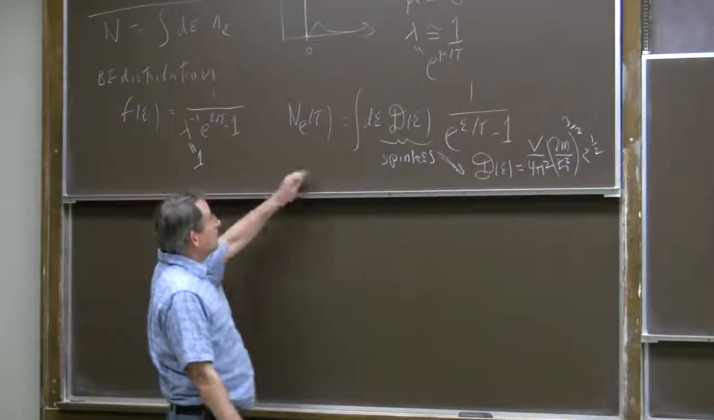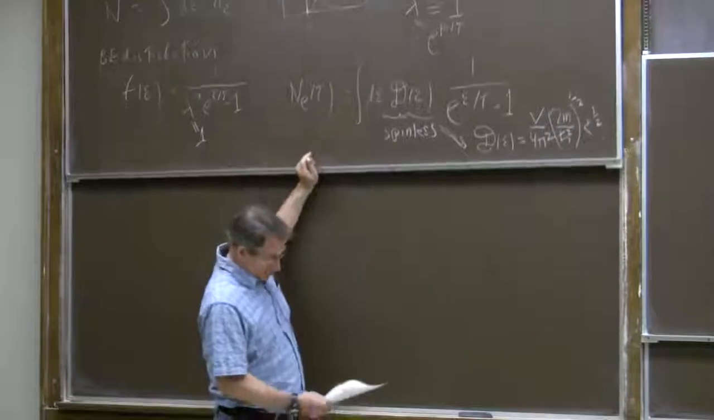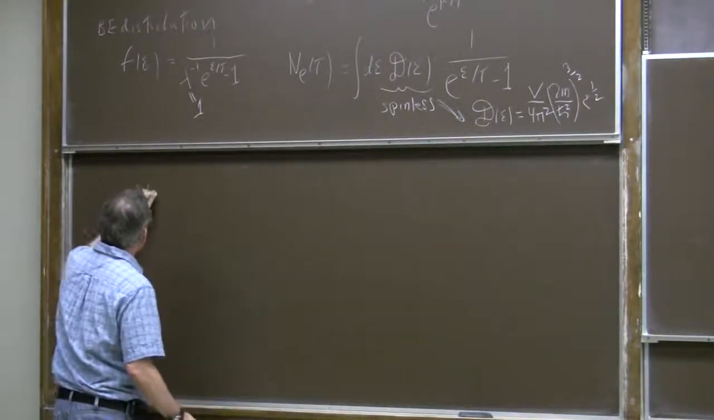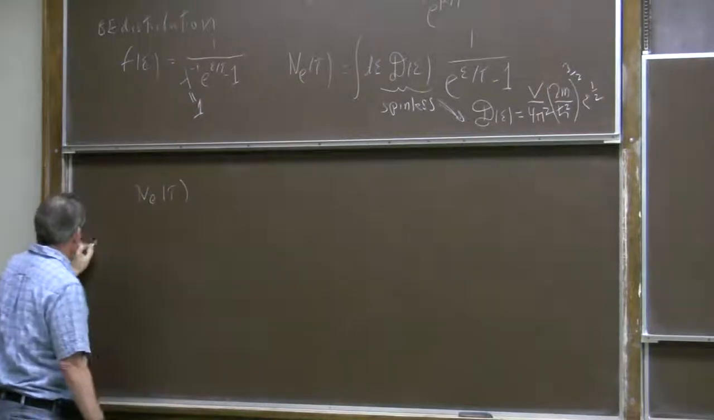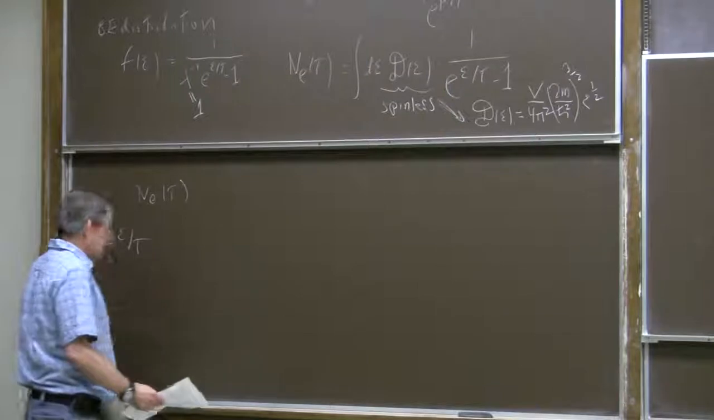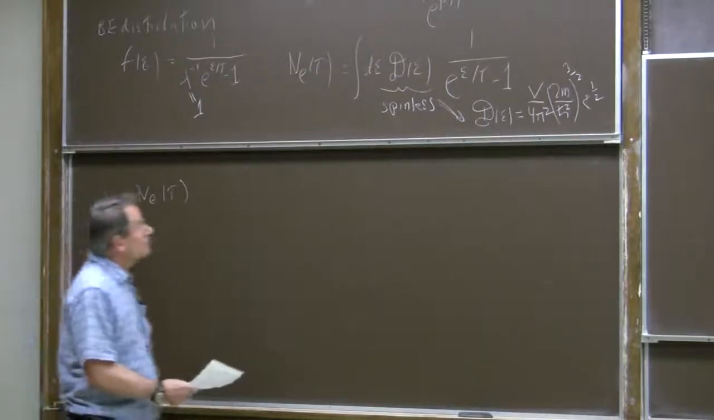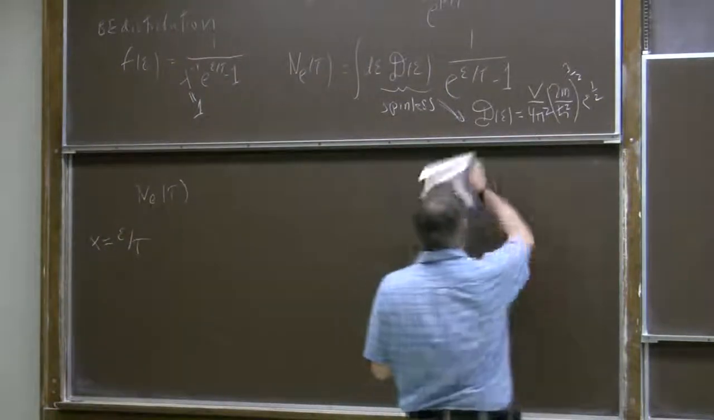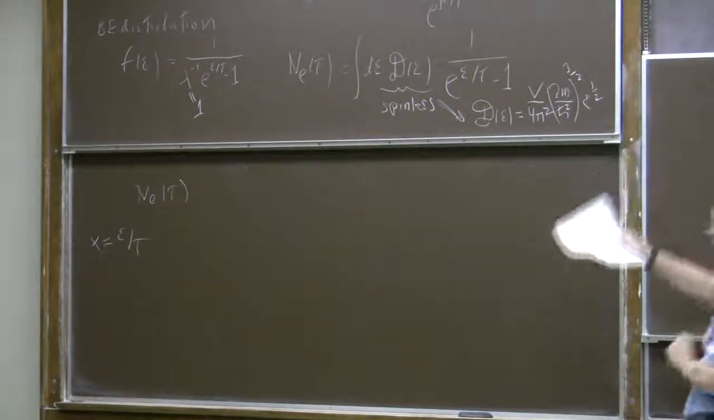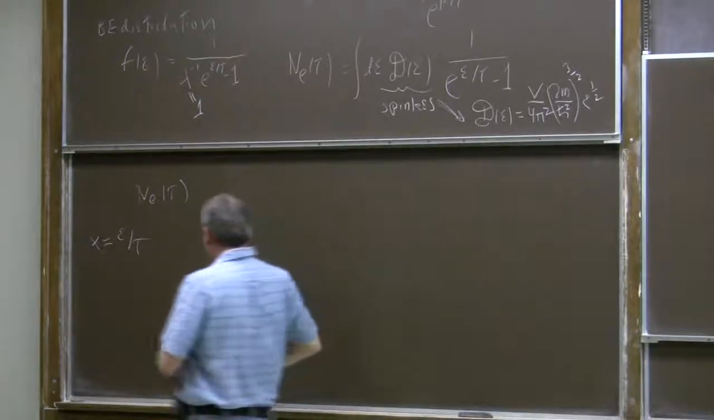And so, rewriting the integral as an integral over a dimensionless variable, defining x to be the ratio of energy to temperature, I can convert the integral d epsilon epsilon to the 1 half to an integral dx, but then I have to multiply by a factor of temperature to the 3 halves.